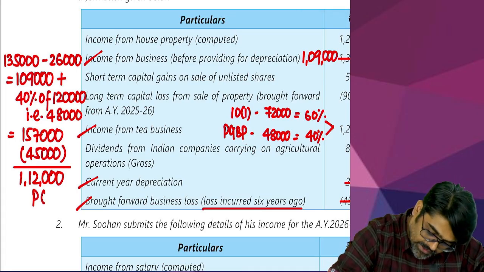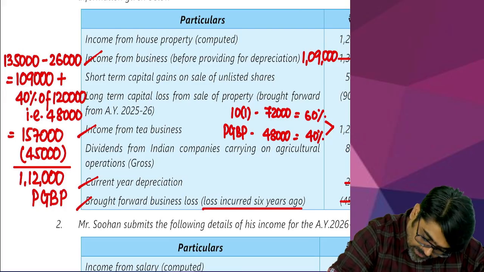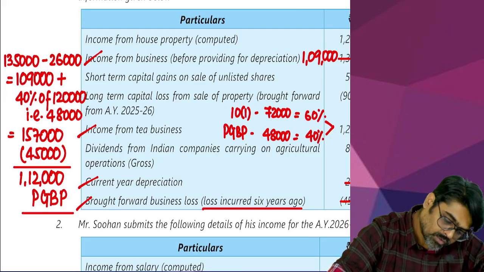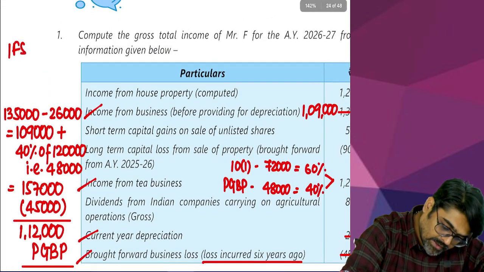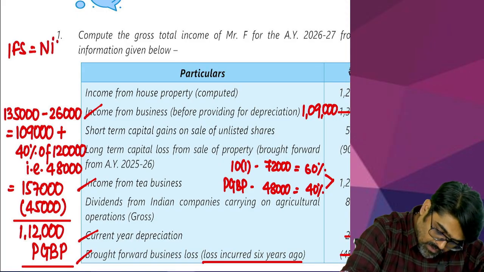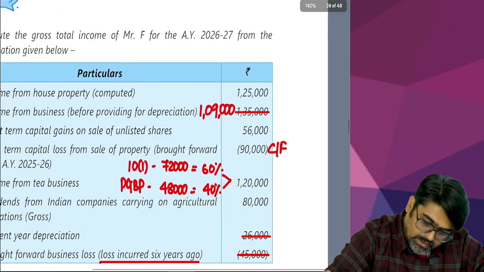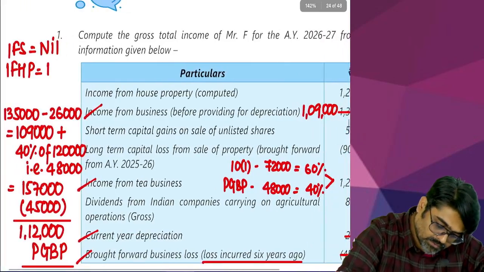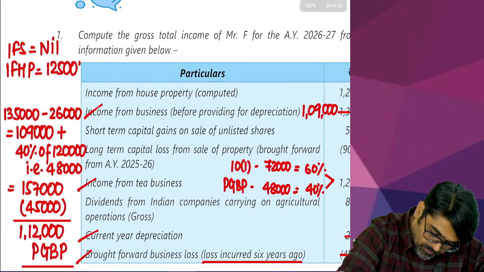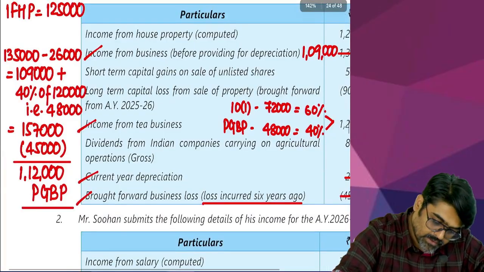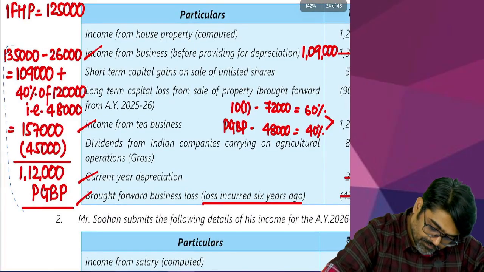No income from salary. Do you have house property? So tell me, how much is your income from salary? Nil. How much is your income from house property? Income from house property is 1,25,000, no? 1,25,000. PGBP you got? Just now you got PGBP, everyone.